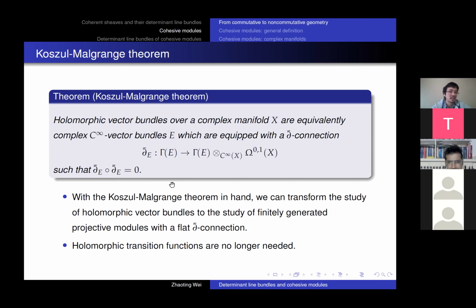In this sense, again, holomorphic transition functions are no longer needed for the study of holomorphic vector bundles on a complex manifold. So this opens the gate to the study of holomorphic vector bundles in the framework of non-commutative geometry. Okay, are there any other comments or questions so far?